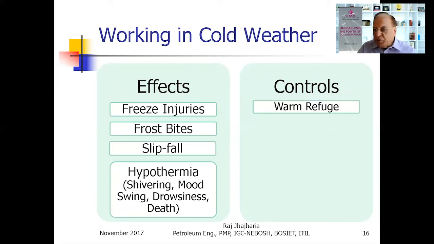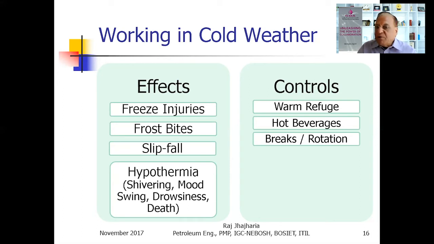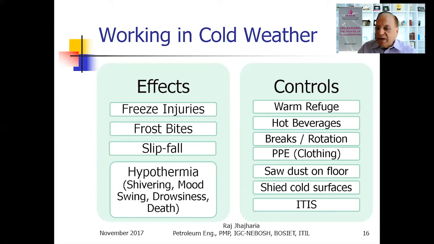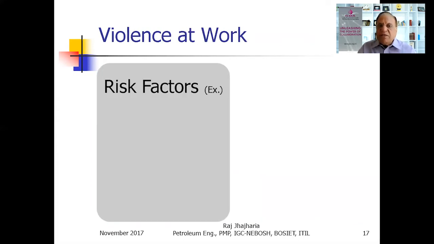Warm refuge, the opposite of cool refuge. Hot beverages, availability of hot beverages just like water. Breaks and rotation, same as for hot. PPE clothing, here the clothing will be different. Sawdust on the floor. This is very important when you are working in cold weather, especially where there is ice or water possibility, you should have sawdust so that you don't slip and fall. Shield cold surfaces, similar to but opposite of the hot. And again, ITIS.